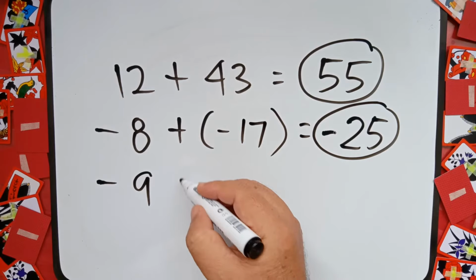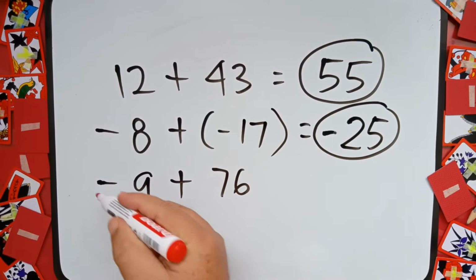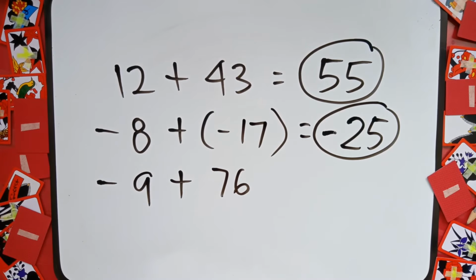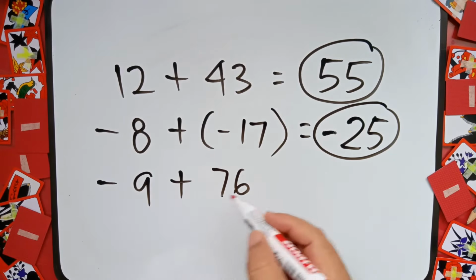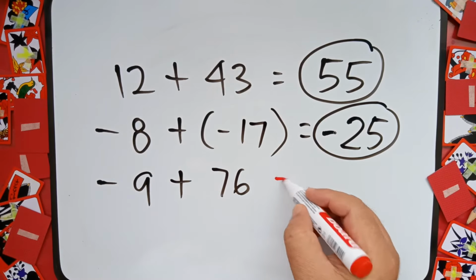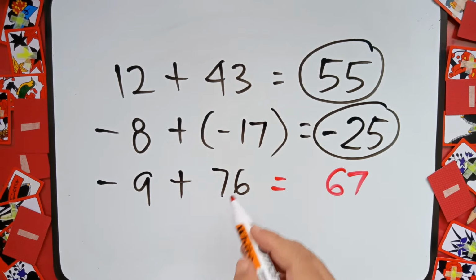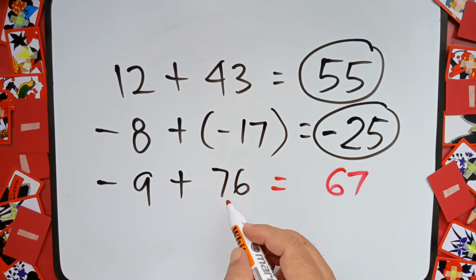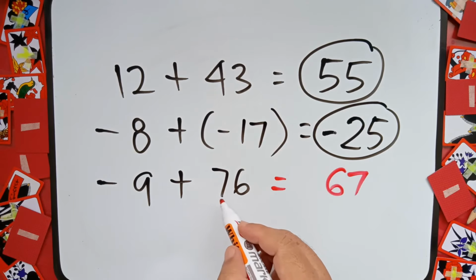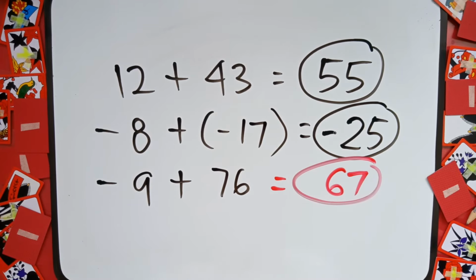Negative 9 plus 76. Okay, now 9 is negative, 76 is positive. What will you do? Subtract the absolute value. 76 minus 9 is 67. Now, copy the sign of the greater number. Which is greater, 76 or 9? 76. So you have to copy the sign of 76, which is positive. So your answer is 67.